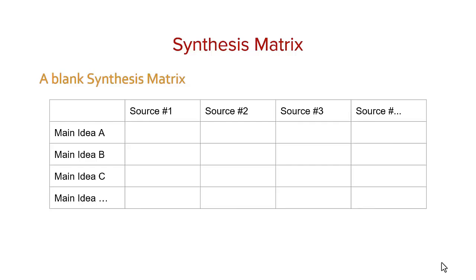But how do you organize and keep track of all of this information? That's where a synthesis matrix can help. A synthesis matrix is an effective tool to help organize information. It can easily be made with a table or a spreadsheet. You need one column for each source and one row for each main idea. This is what a blank synthesis matrix looks like.